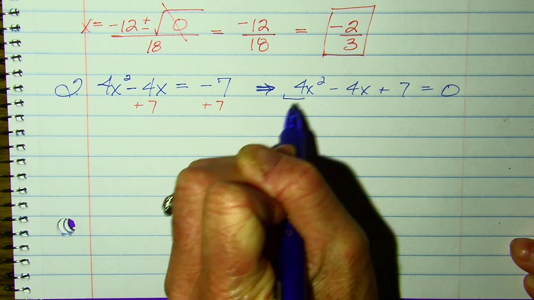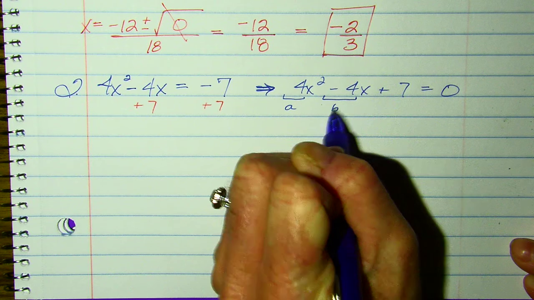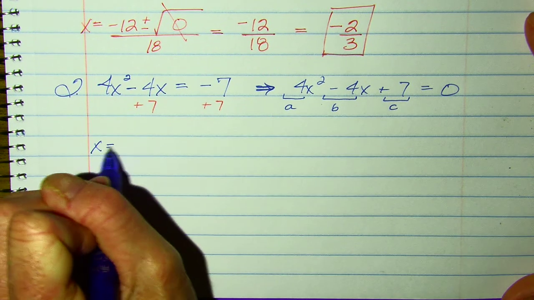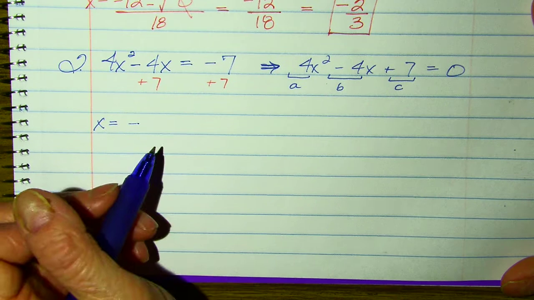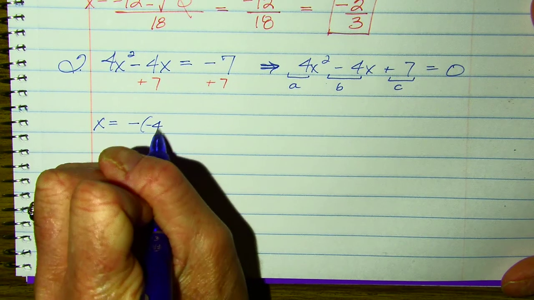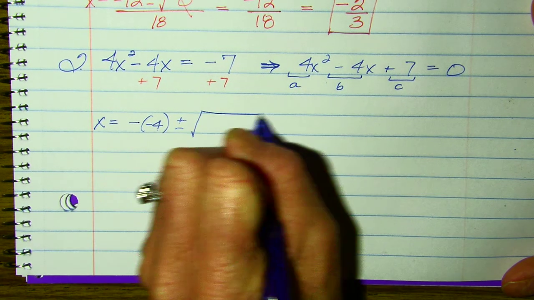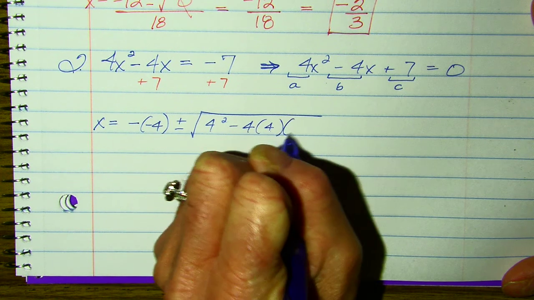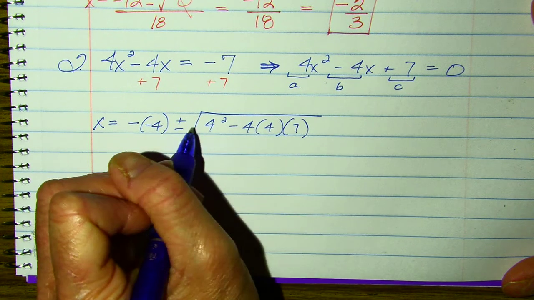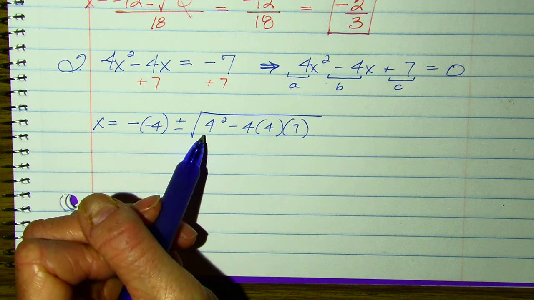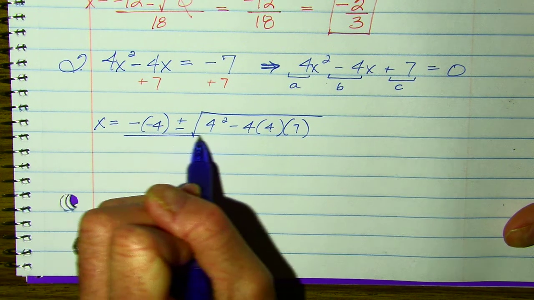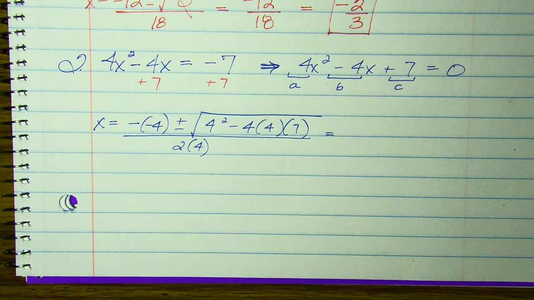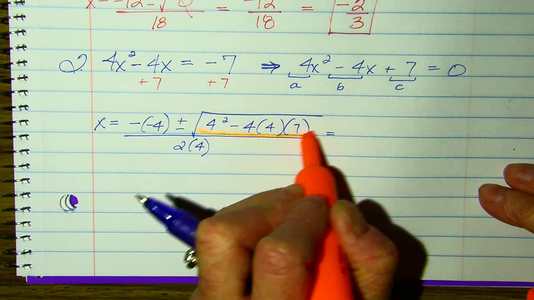So here's A, here's B, and here's C. So x equals a -b, so a -4, right? Plus or minus the square root of 4 squared minus 4 times 4 times 7. Notice I didn't write -4 squared because it's the same as a +4 squared. All over 2 times a. So I'm going to simplify this by entering this in my calculator.